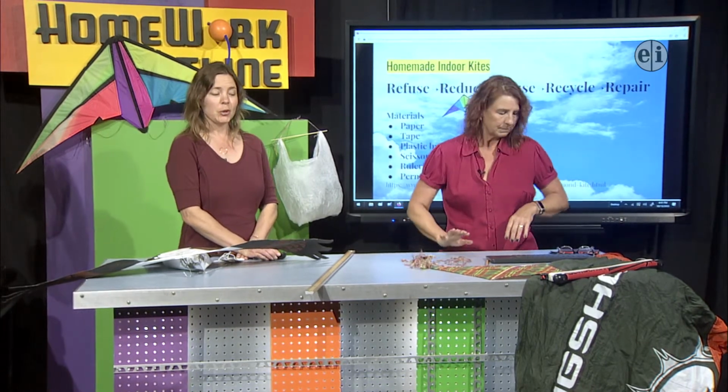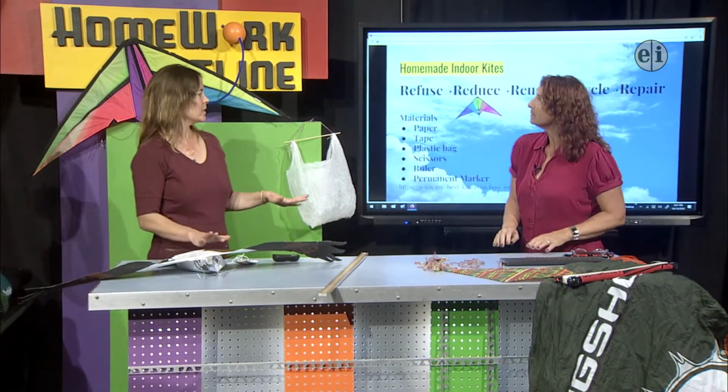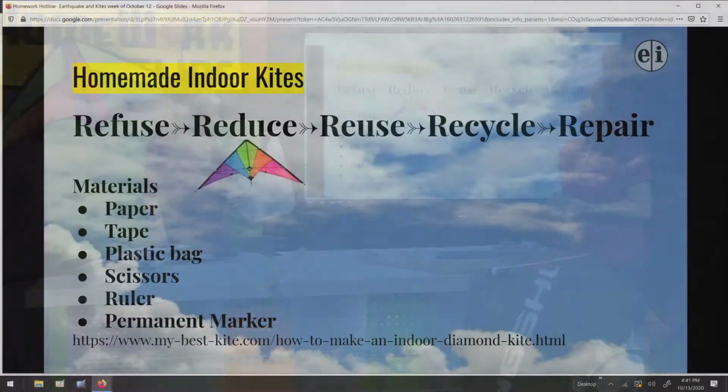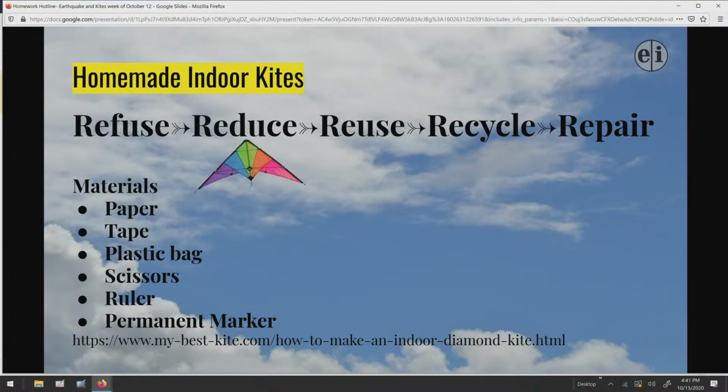Yeah. So when we're building this, we're trying very hard to, I like to say the 5 R's, and that means refuse new products, reduce what you use. So if you have to get something new, then try not to use too much of it. Reuse things that you can, like wrapping paper or yarn. Recycle things when you can. We're going to recycle something today when we build this, and then repair things too. So those are the 5 R's for kind of green engineering.